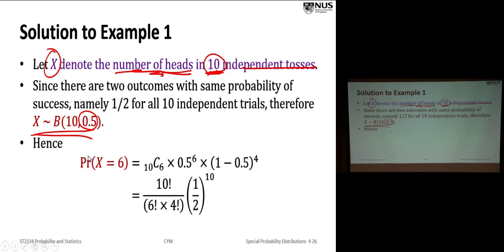All right? So we just work out x equal to 6. Apply the definition of the probability, and we get 0.205. So the chance of getting 6 heads is about 20%. All right?